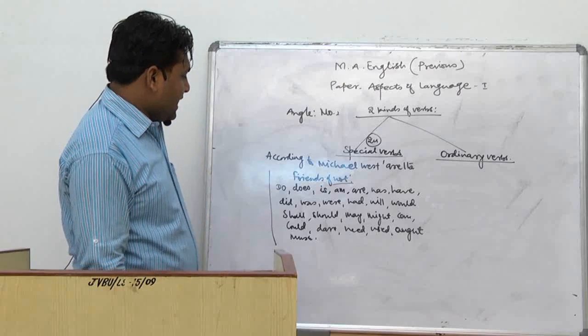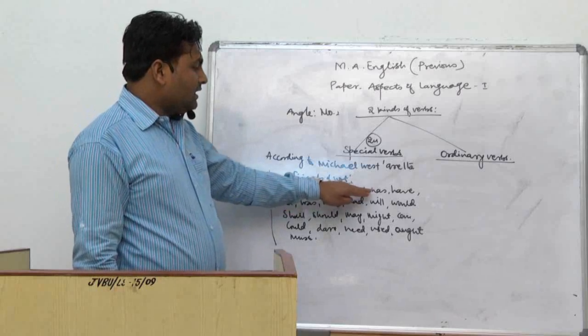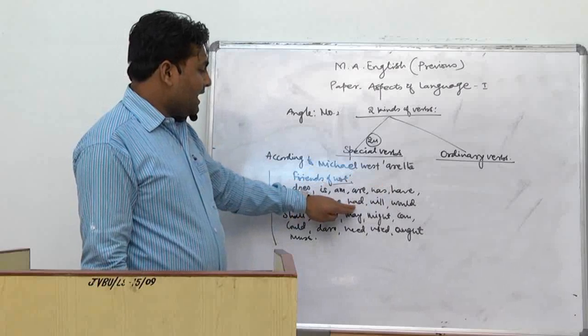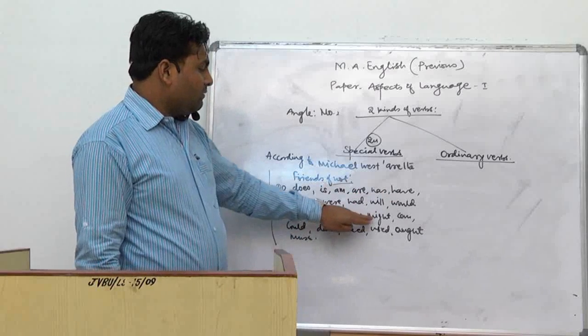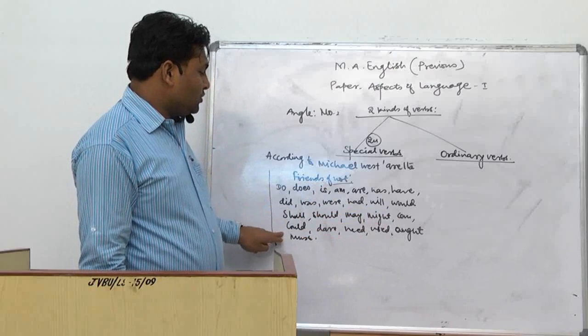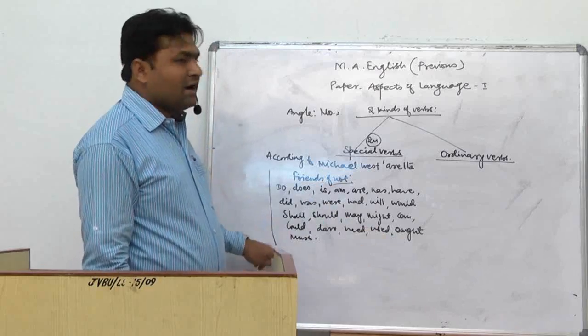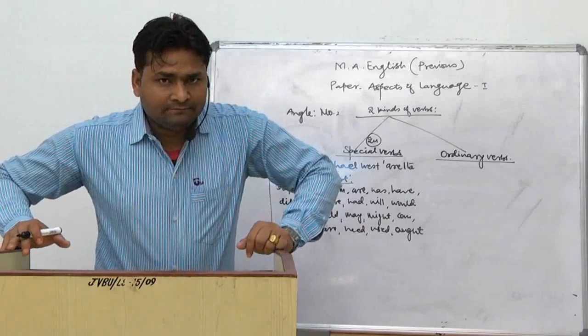special verbs. They are do, does, is, am, are, has, have, did, was, were, had, will, would, shall, should, may, might, can, could, dare, need, used, ought, must. These are 24 in number.